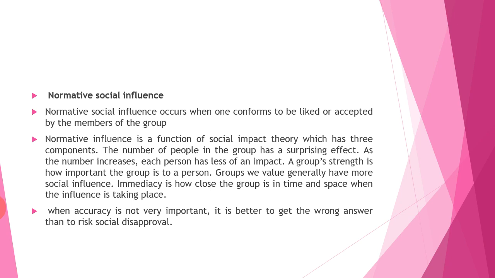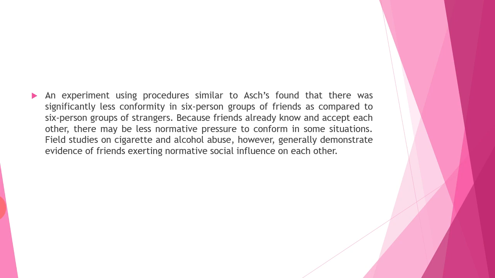So there is one more situation when accuracy is not very important. It is better to get the wrong answer than to risk social disapproval. And there is a contradictory situation also. In an experiment using procedures similar to Asch's, it was found that there was significantly less conformity in 6-person groups of friends as compared to 6-person groups of strangers. Because friends already know and accept each other, there may be less normative pressure to conform in some situations. Field studies on cigarette and alcohol abuse, however, generally demonstrate evidence of friends exerting normative social influence on each other. So there are exceptions in these kinds of research.